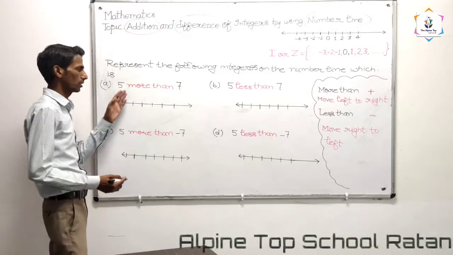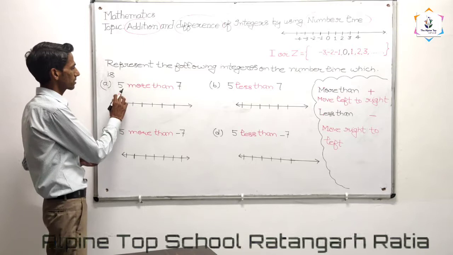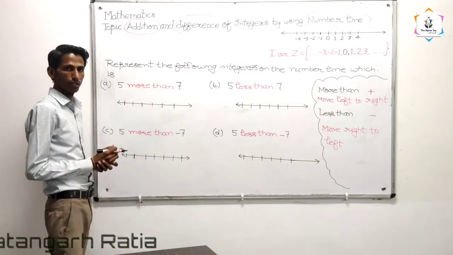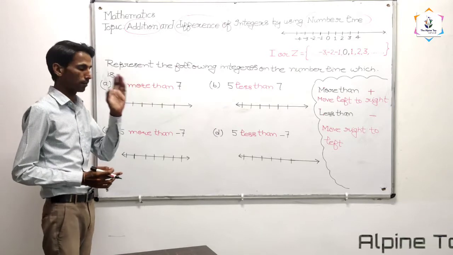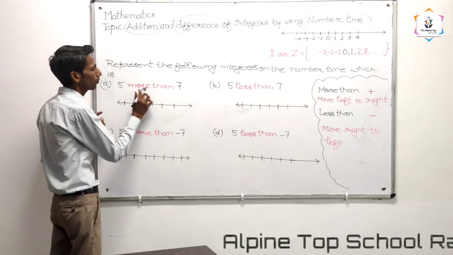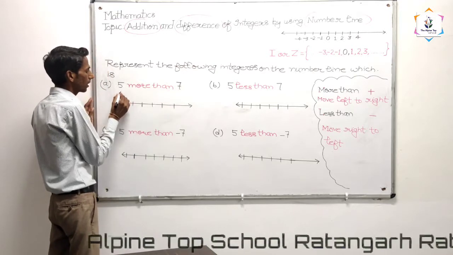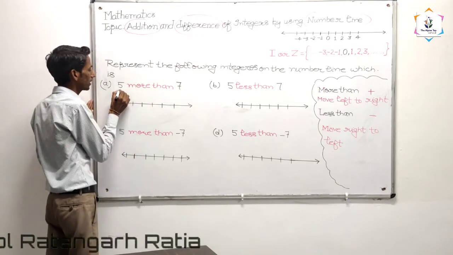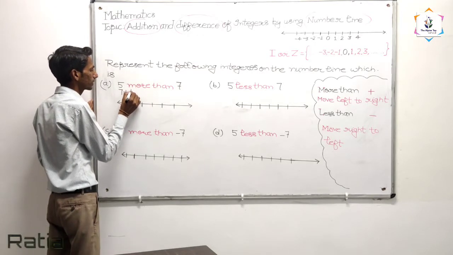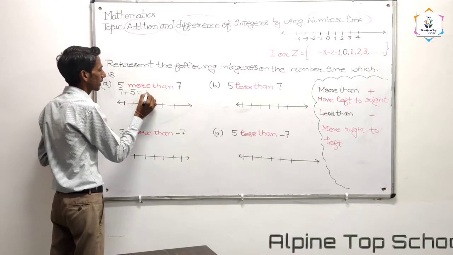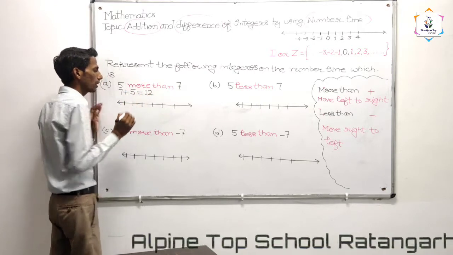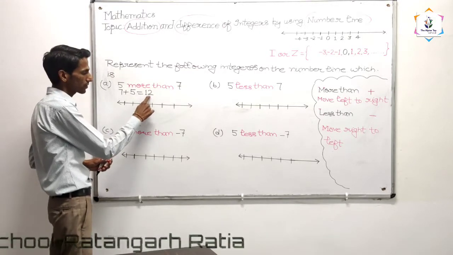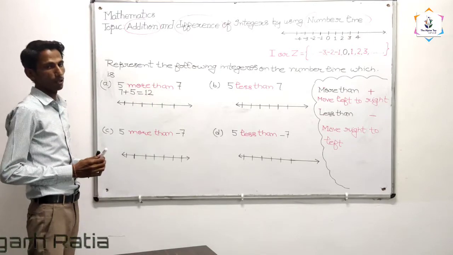See, the first problem we are going to start here. Okay students, 5 more than 7. I have already told, for more than you have to use the plus symbol. Firstly, we have to solve it numerically. 5 more than 7 means I need a number which is 5 more than 7. Obviously 7 plus 5, I am getting the answer 12. Now dear student, we have to represent this answer 12 on the number line.